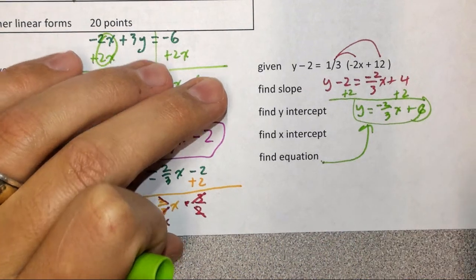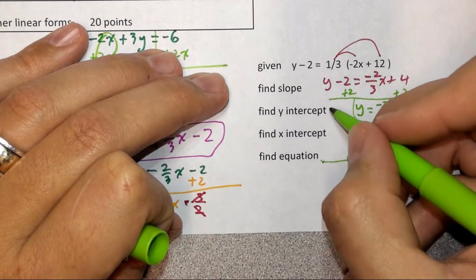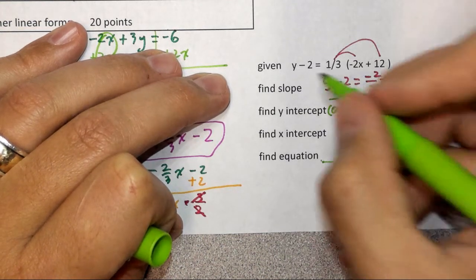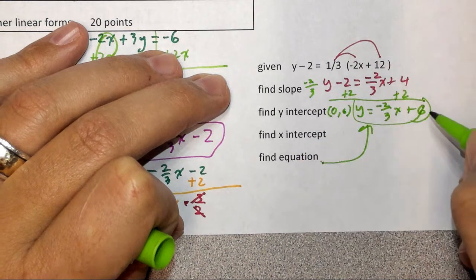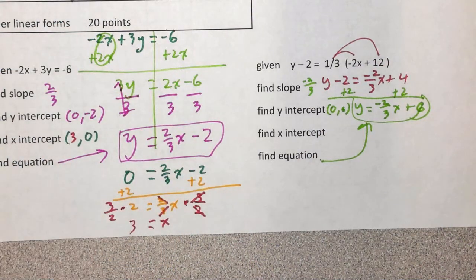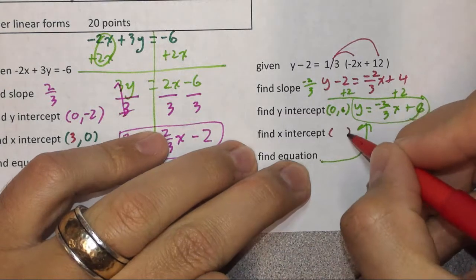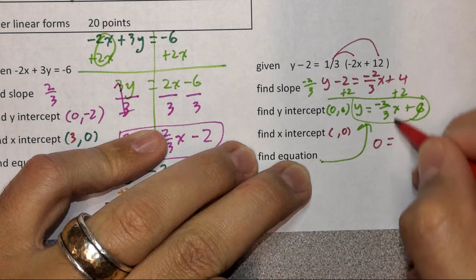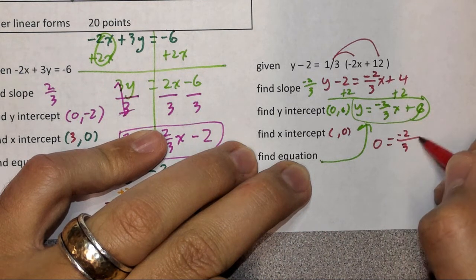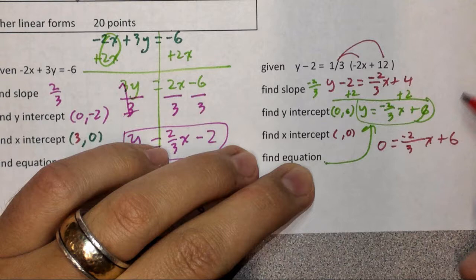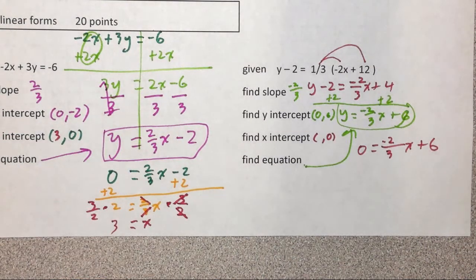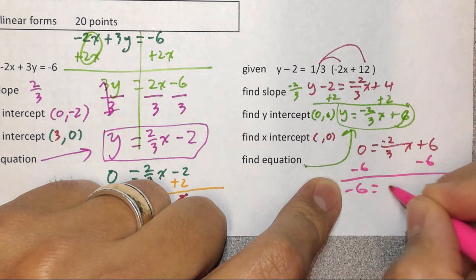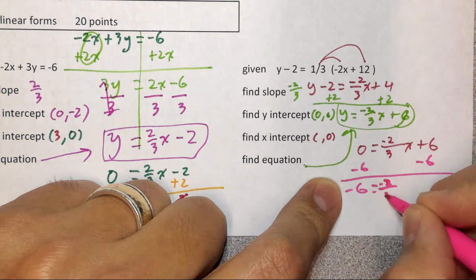My y-intercept is the end over here. Y-intercept would be 0, 6. My slope is negative 2 over 3. Again, the x-intercept I actually have to work for. So I'm going to say I know the y is 0. I take the y equal to 0. Bring everything else down. 2 over 3x plus 6. I can go ahead and solve. Again, minus 6, negative 6 equals negative 2 over 3x.